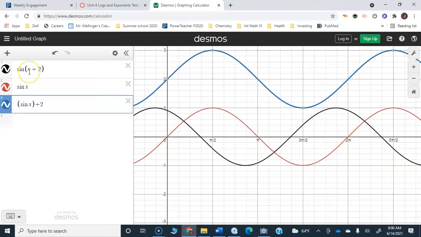So again, what does this mean? It means you take the angle x or theta and you add 2 to it, and then you take the sine of that number. This one says you take the angle x or theta, you take the sine of that angle, and then once you have the sine, you add 2 to that number. You do it in a different order, okay? So let's go ahead and draw that.